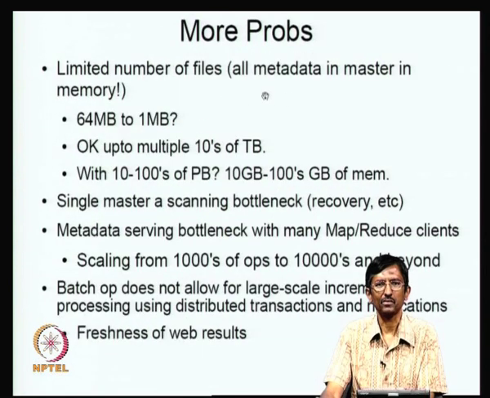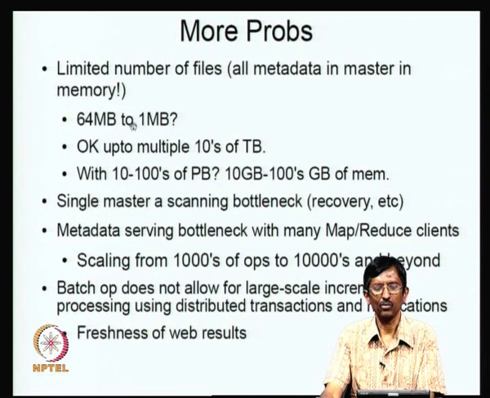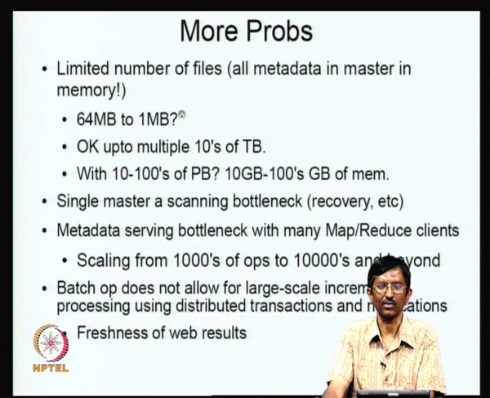Another important issue for GFS is that all the metadata in the master is in memory. That means it can only handle a limited number of files, because if each file has about 100 bytes or so of data, that will essentially limit the number of files. So if you really want to go from a 64 megabyte chunk to a 1 megabyte chunk, which is also required for other reasons, then this becomes a serious problem.